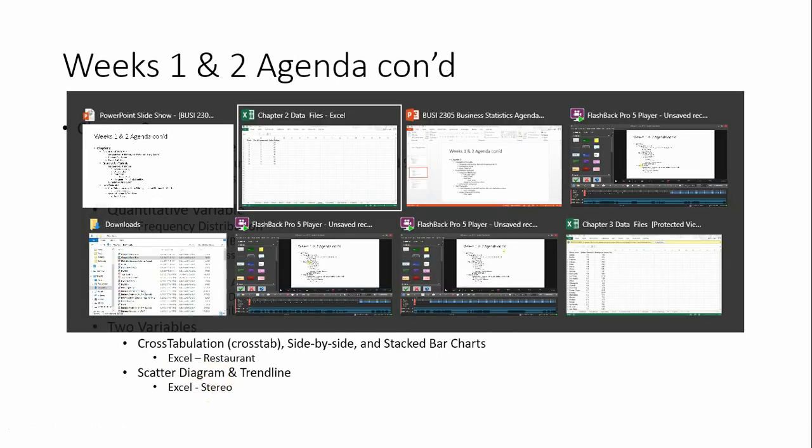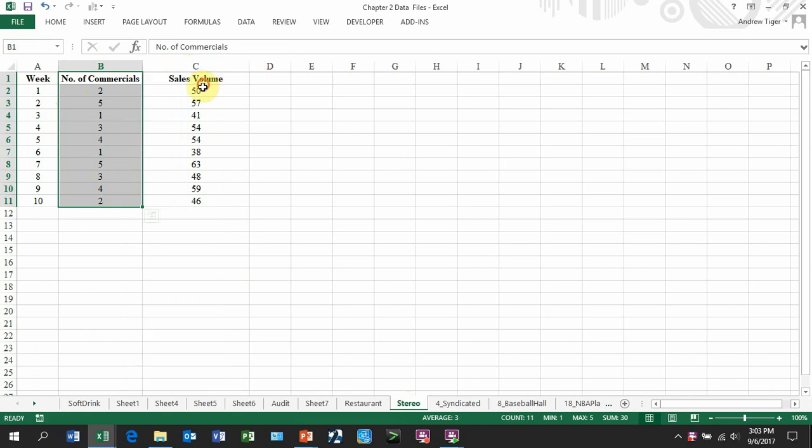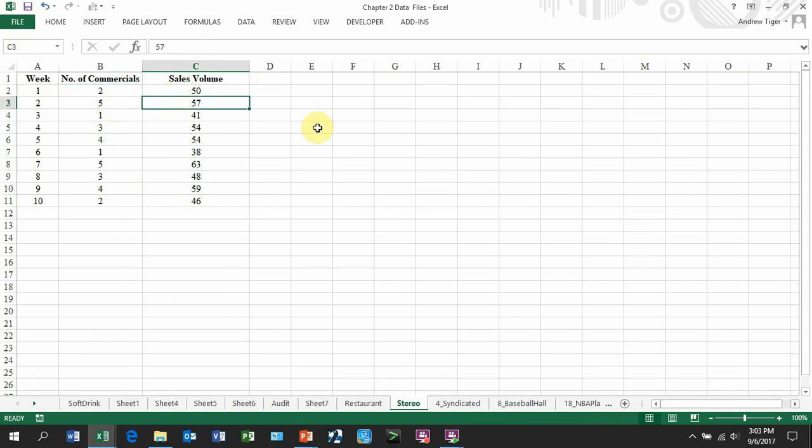So I'm going to go to the data file, chapter 2 data file, and go to the stereo worksheet. And what we have is that we're looking at how many commercials that we put out and then the subsequent sales volume. So my thought is that the more commercials I put out, the more volume I should get. And the question is, is that true or not?